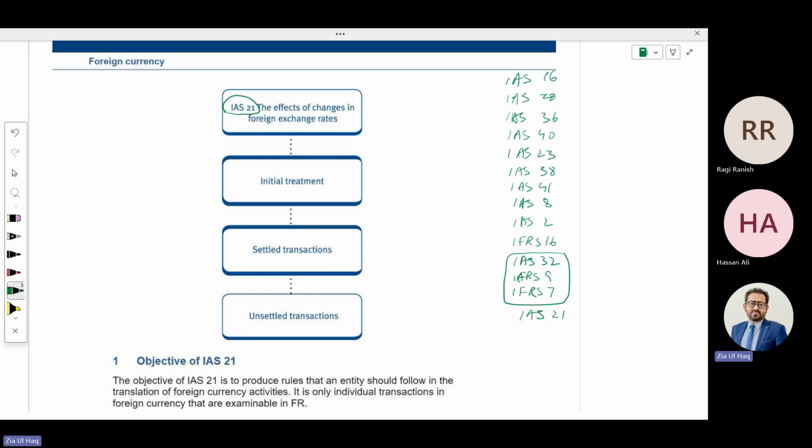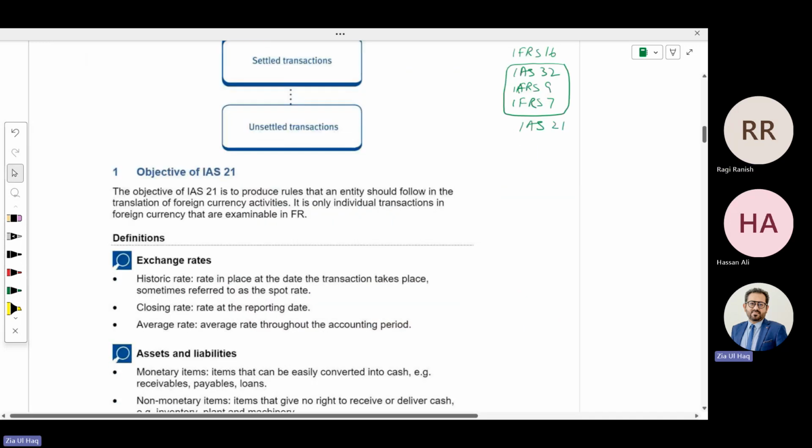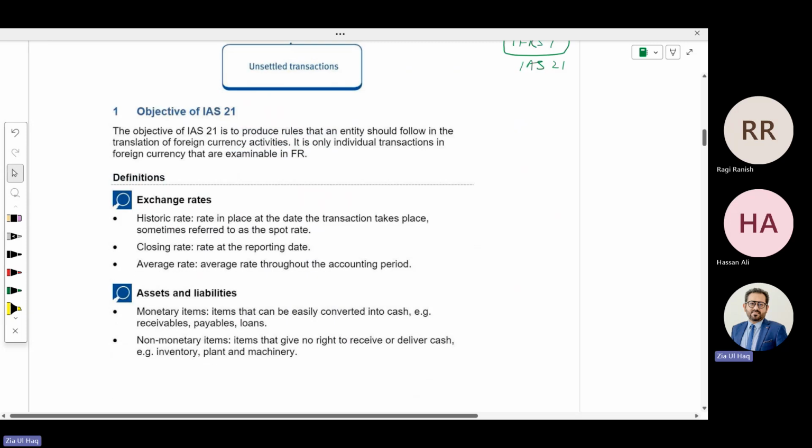So IAS 21 is about foreign currency or foreign exchange. The objective of IAS 21 is to produce rules that an entity should follow in the translation of foreign currency activities. If you are making any foreign buying or selling, how you will translate the currency, how you will calculate the amount at the time of purchase or sale and at the time of receipt and payment, if both dates are different.